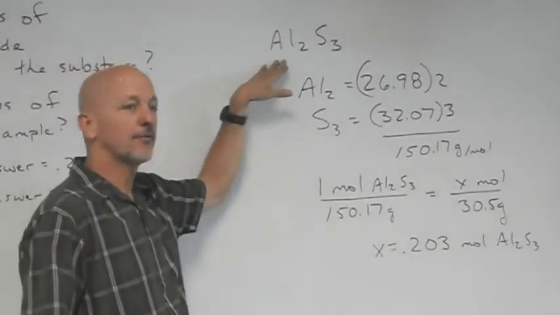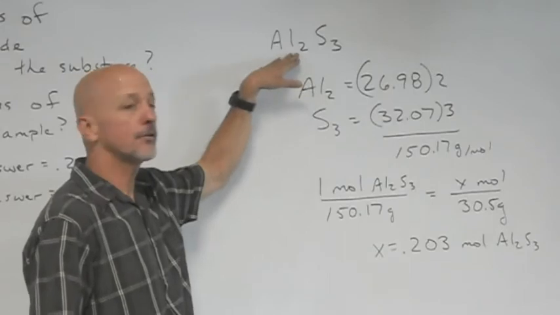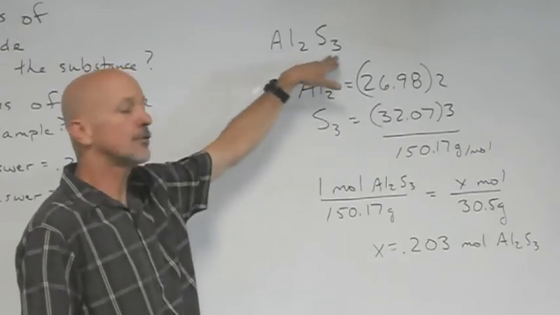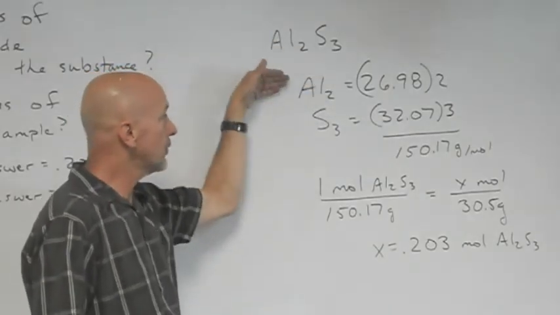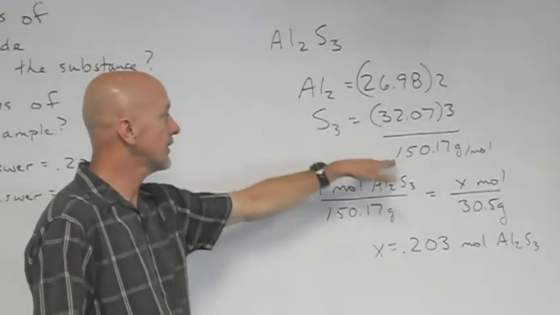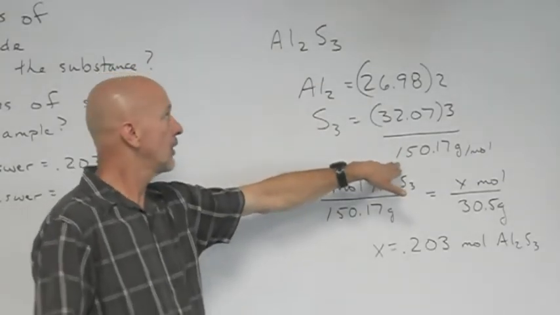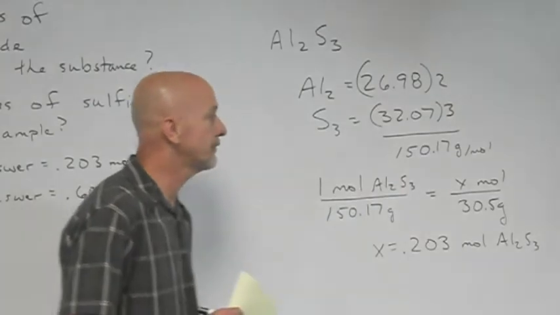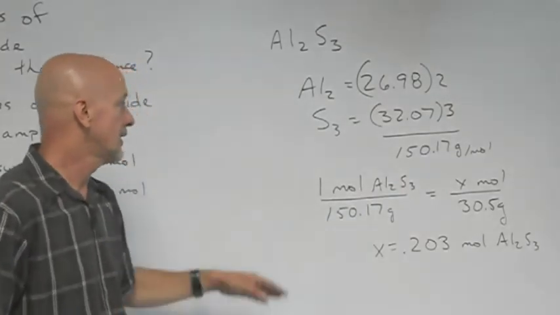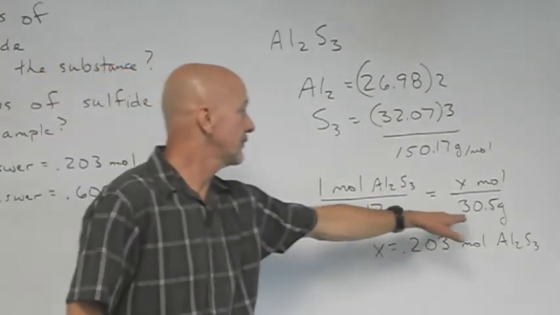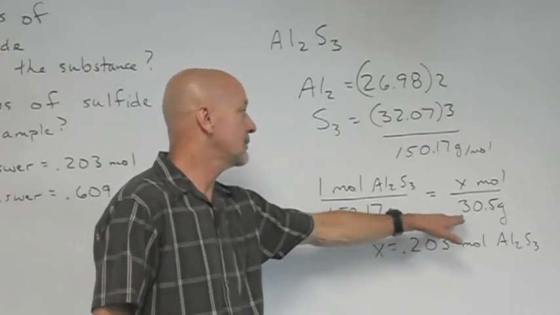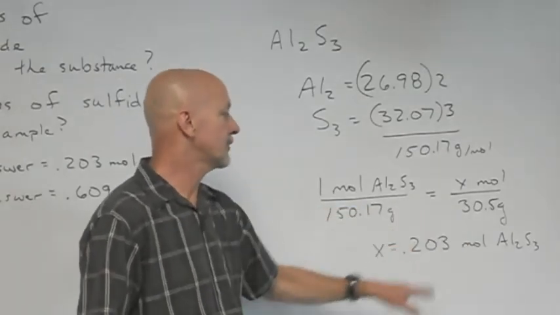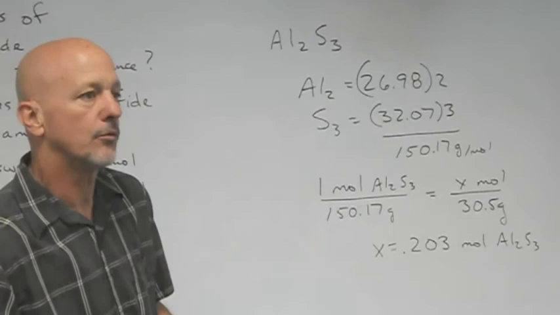Aluminum sulfide has the formula Al2S3, of course, because aluminum is a 3+ ion, sulfide 2-. So I total up all of the elements in that compound, and I find 1 mole of aluminum sulfide has a mass of 150.17. I do my ratio, so 30.5 grams of the substance, there would be 0.203 moles.